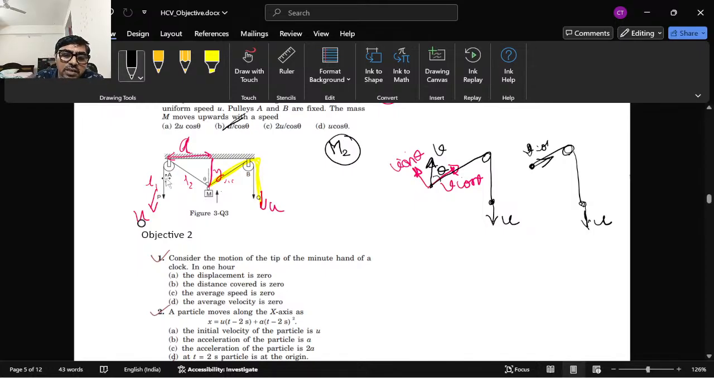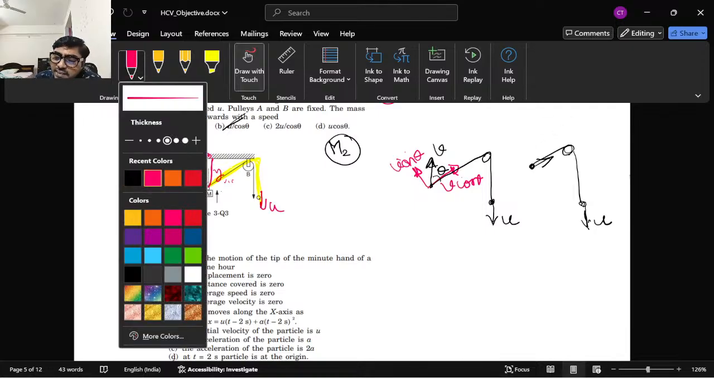I use a different color. That's why I think we are not able to write it. Next time when I am coming to this, I'll make sure that the stylus works better.